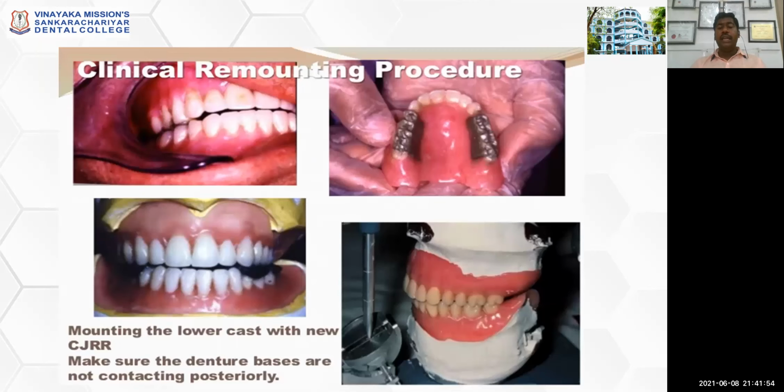So when you do a clinical remounting procedure, when you keep it in the intercuspation and you take a bite and do a remounting procedure, how do you do it? You place a thin sheet of wax or a bite registration wax between the maxilla and the mandible, ask the patient to bite, take this particular relation which you've got, and then transfer it to the articulator.